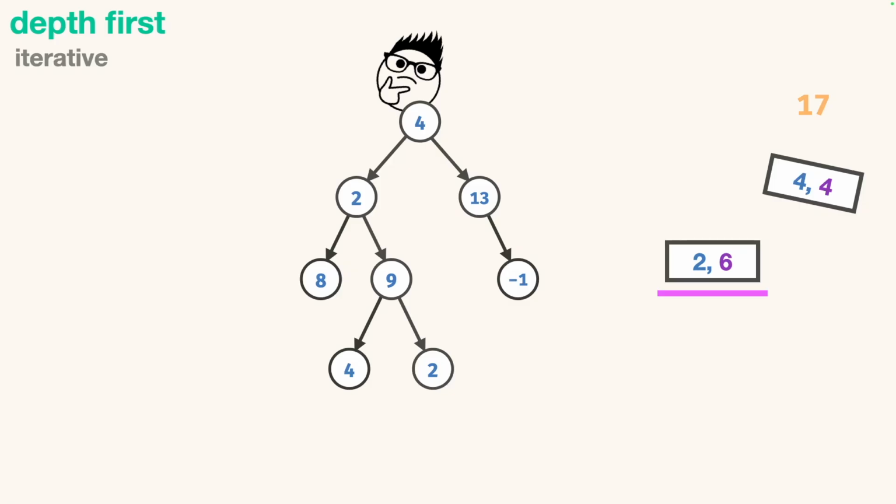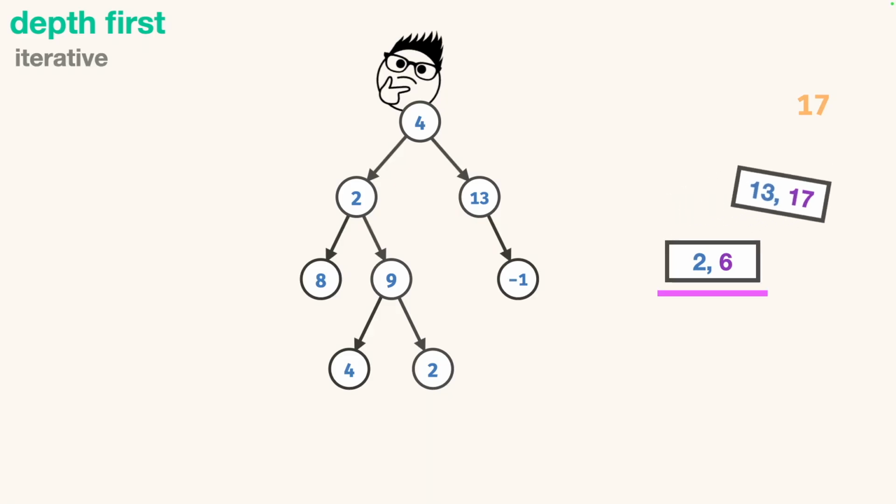I also want to make sure I add to the stack the 4's right child, which would be the 13 node. So I add another item on top of that. Again, the blue number is just going to be the identifier for the node. And in purple, I have the sum thus far, right? I just added the value 13 to the parent sum of 4. At this point, I continue my algorithm.